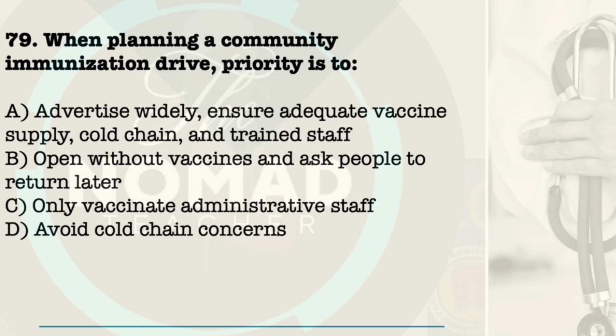79. When planning a community immunization drive, priority is to: A. Advertise widely, ensure adequate vaccine supply, cold chain, and trained staff. B. Open without vaccines and ask people to return later. C. Only vaccinate administrative staff. D. Avoid cold chain concerns.